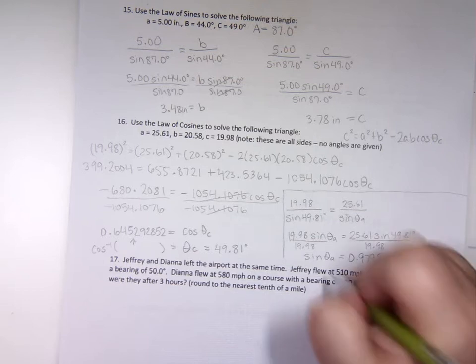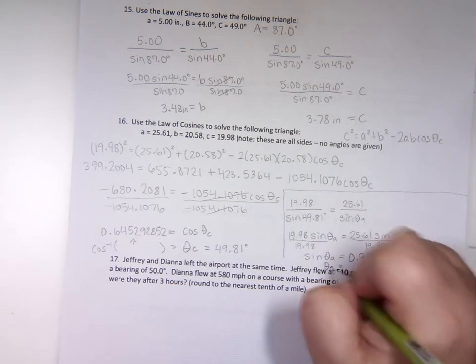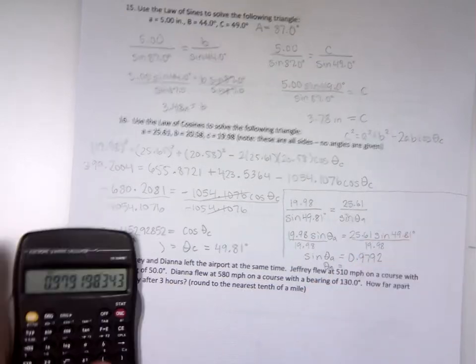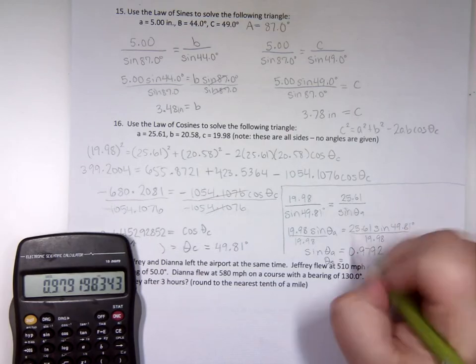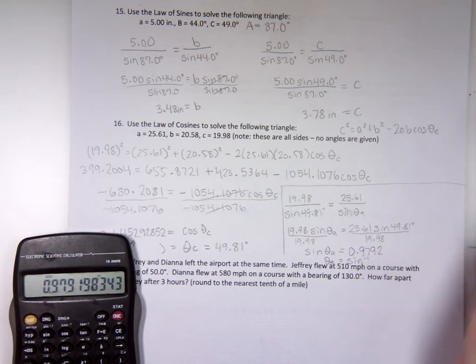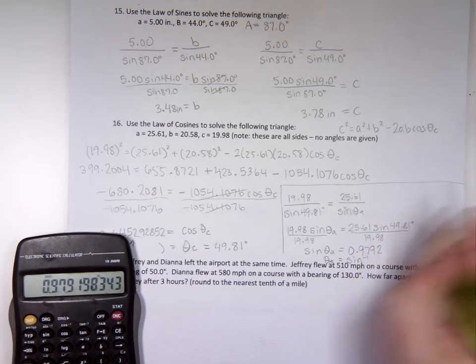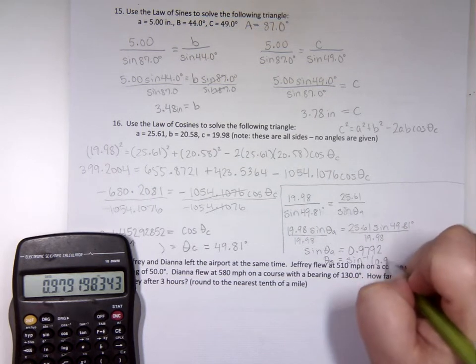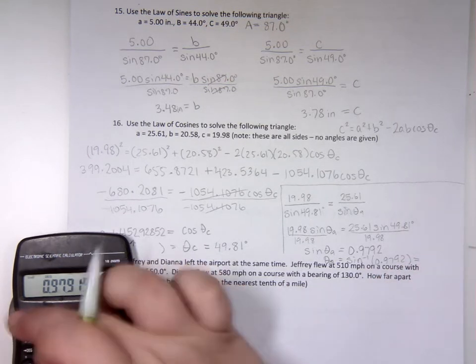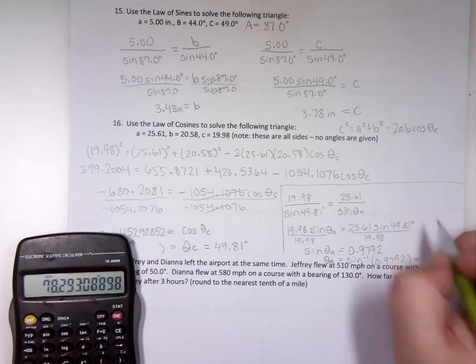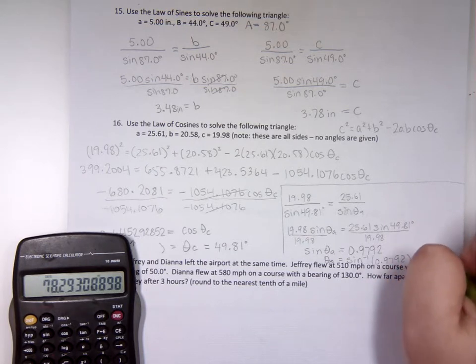0.9792. So theta A, and again, there's more numbers in my calculator than that, so leave all the numbers in your calculator. Can't say it enough. It's going to be the sine inverse of 0.9792, etc. And that's going to give us 78.29 degrees.